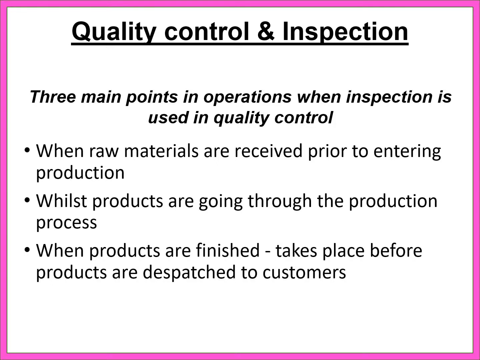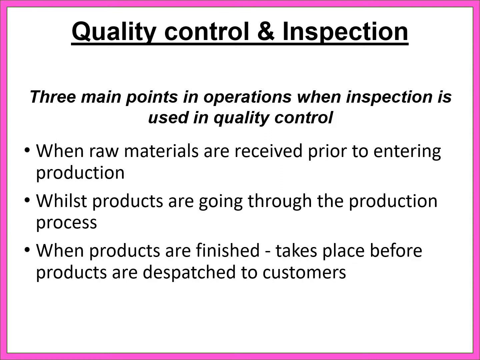So quality control and inspection. There are three main points in operations when inspection is used in quality control. When raw materials are received, prior to entering production, they will be checked to make sure that they are of a good quality. That way they're able to make sure that the materials are of a good standard so that you can make good quality products.